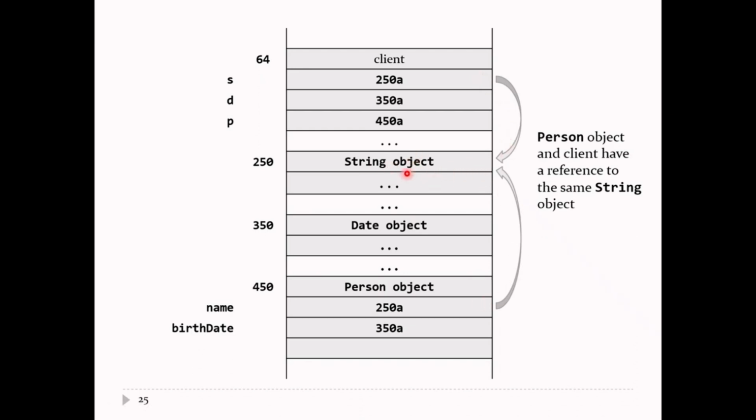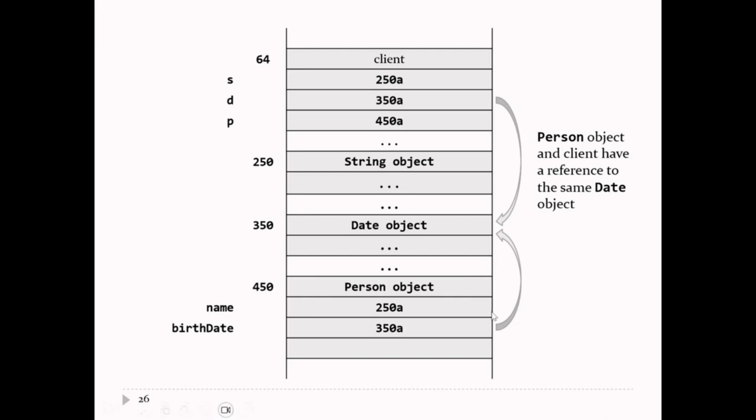No one actually owns that object. It's shared ownership here. Similarly with the date, that date points to that object there. That date points to that object there. No one actually owns the date.